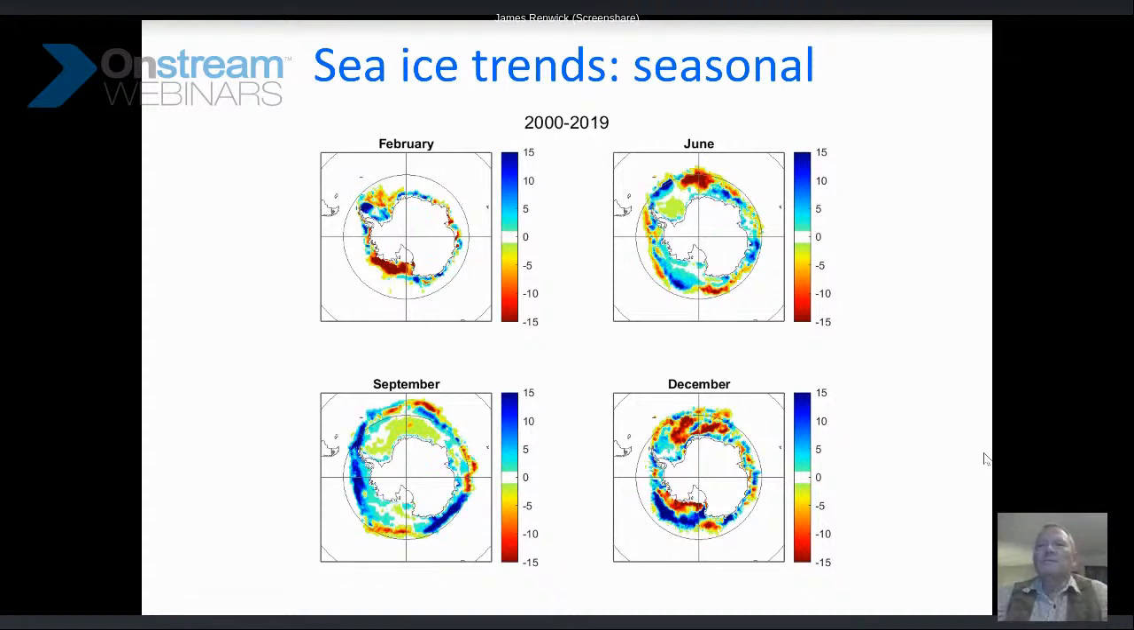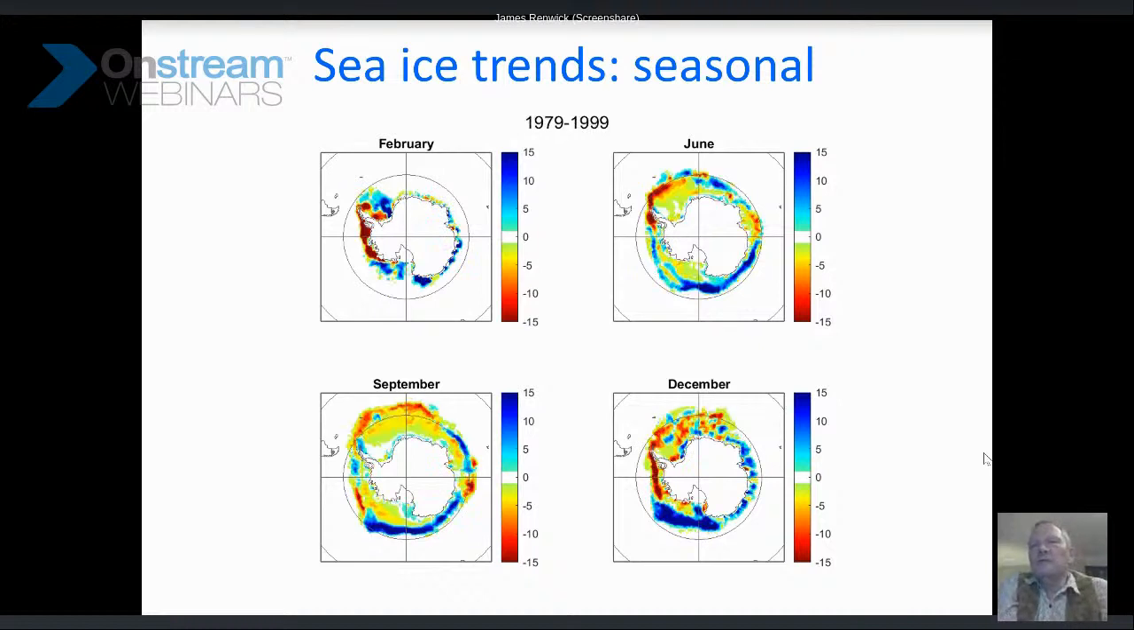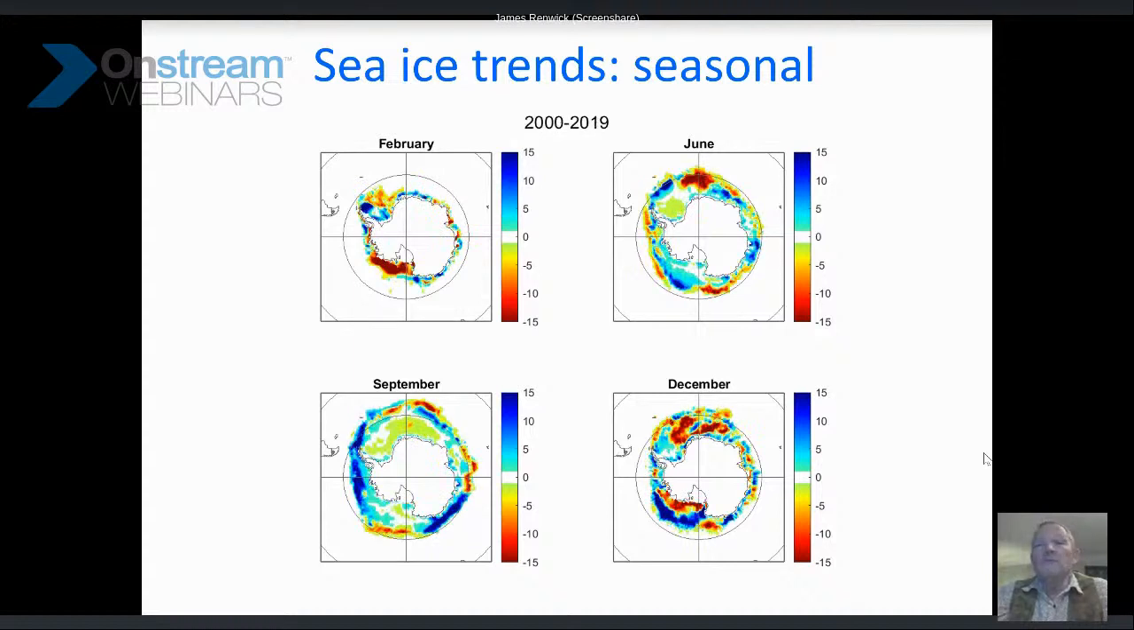And across the South Pacific, especially in September, in the first 20 years, we had this big growth in the ice south of New Zealand, basically. And in the most recent 20 years, there's been a decrease, if anything, a decrease in the amount of sea ice south of New Zealand, and a big increase near the Antarctic Peninsula. So virtually the opposite pattern to what we saw in the first 20 years.